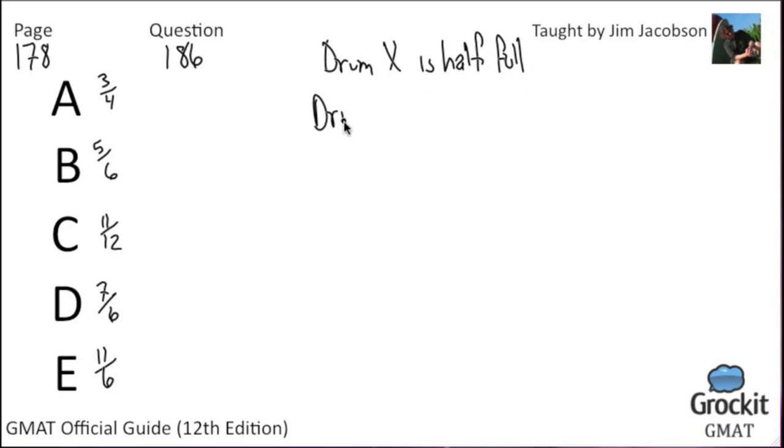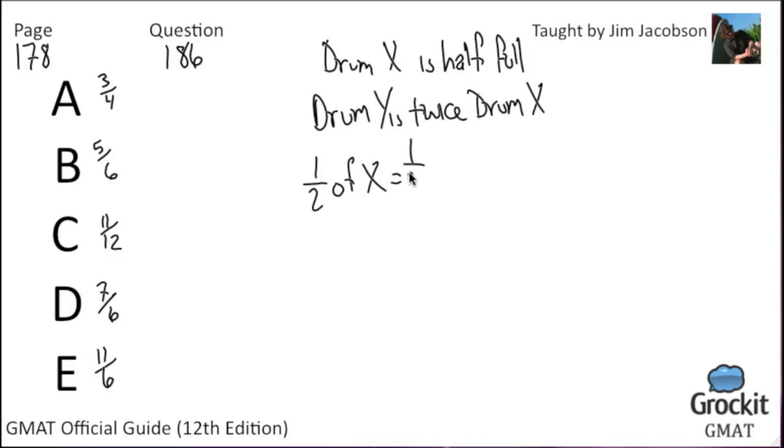Drum Y has twice the capacity. So half of X would be 1/4 of drum Y's capacity. Drum Y is twice drum X, so 1/2 of X equals 1/4 of Y, because it's twice as big.